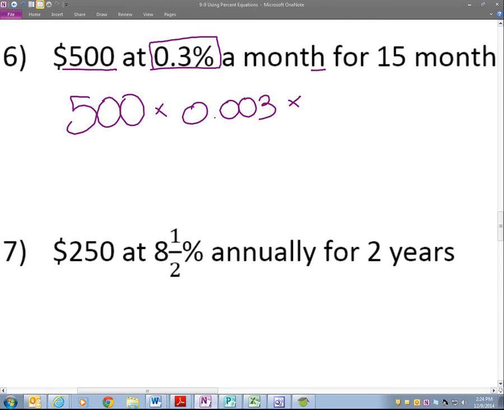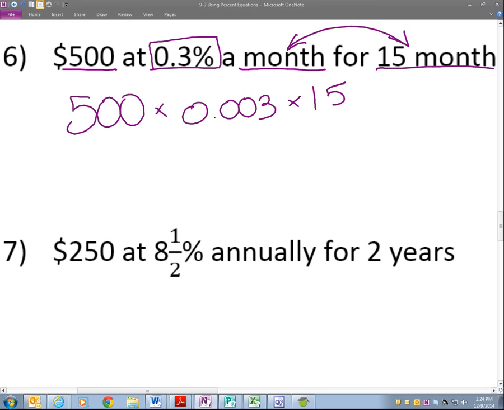Then we have time. So we have 15 months. I circled those because I want to make sure that those are the same unit. Because it could say it's 3% a month for 15 years, and you would want to make those years into months so you're dealing with the same unit. So I'm going to work this out.